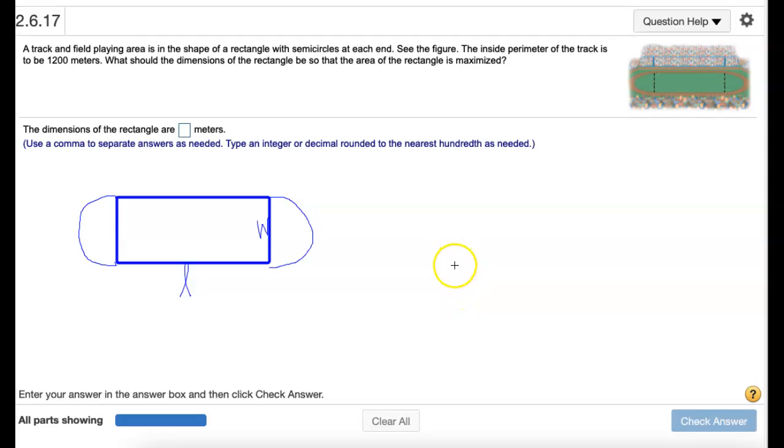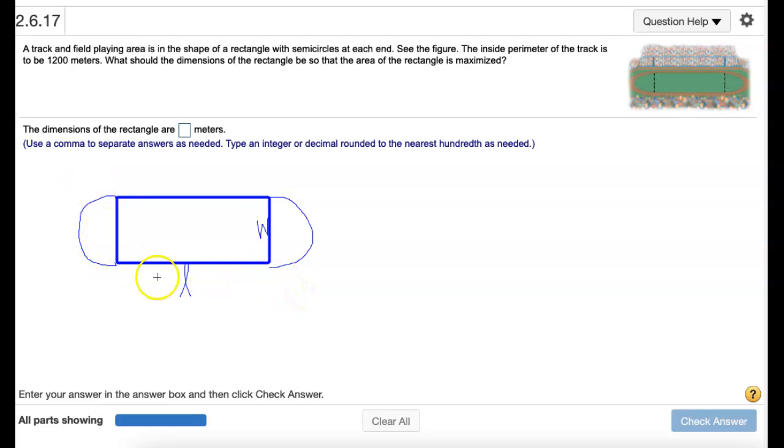Pause the video and take a second to read this problem to make sure that you see all the details mentioned within it. You are told some things about perimeter and asked to make some conditions about area of the rectangle, and then asked to find the dimensions of the rectangle, the length and the width. So I've just redrawn that field shape here.